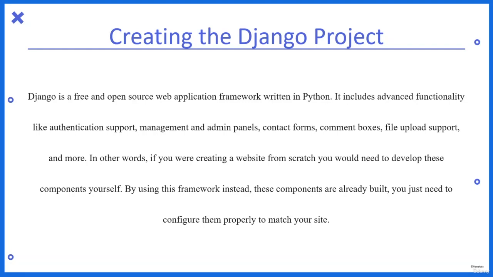So in other words, if you were creating a website from scratch, you would need to develop these components by yourself. But by using this framework instead, these components are already built. You just need to configure them properly to match your site. So I'm going to go in deep and talk about what exactly we are configuring, when we are writing code, when we are just calling out functions in Django, right? When we have already developed the model and have moved to the next step, that is creating our website.